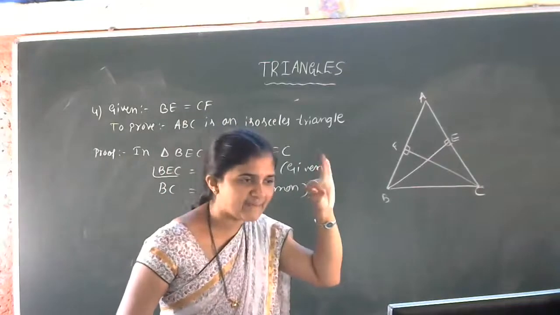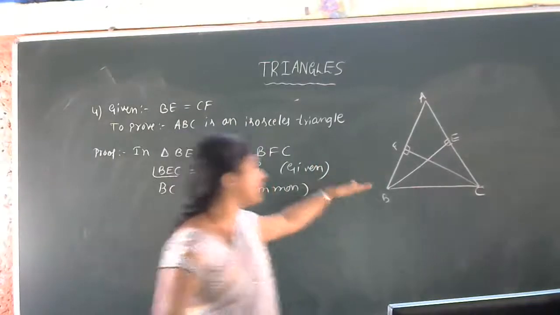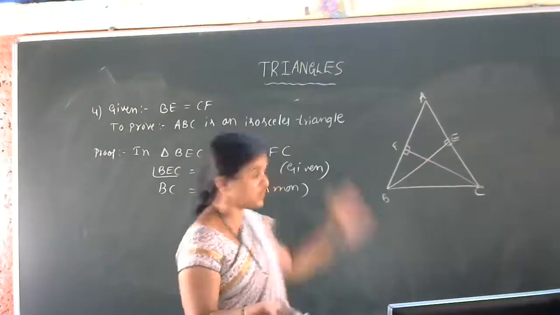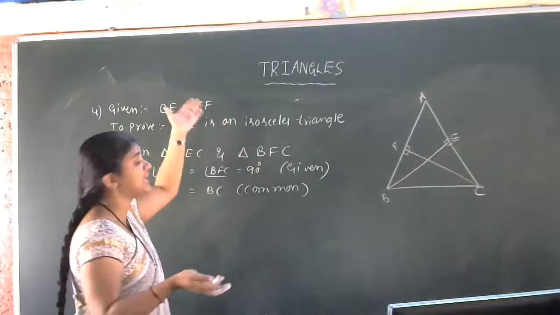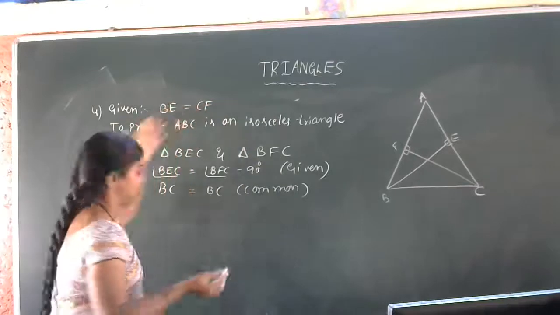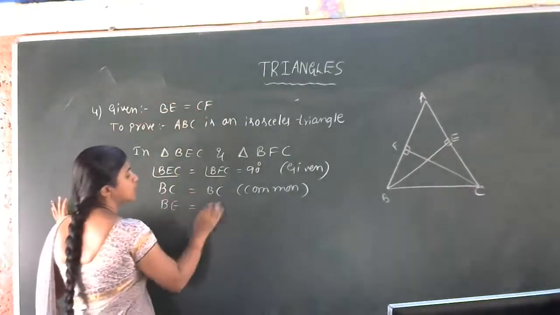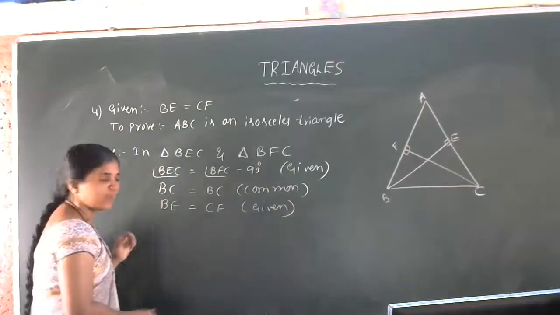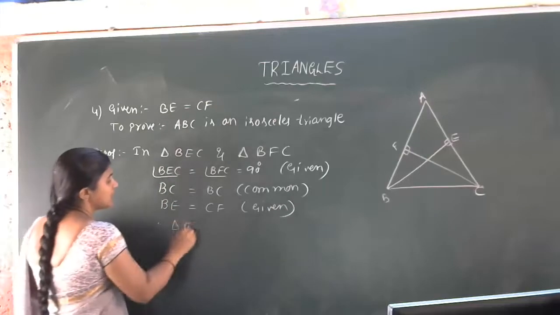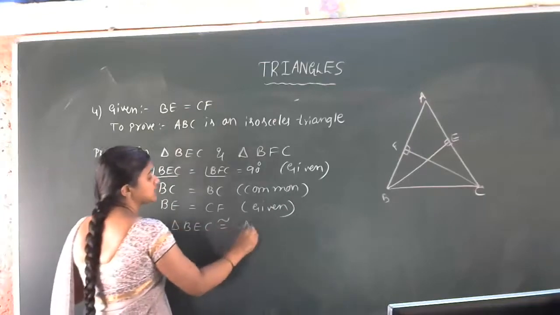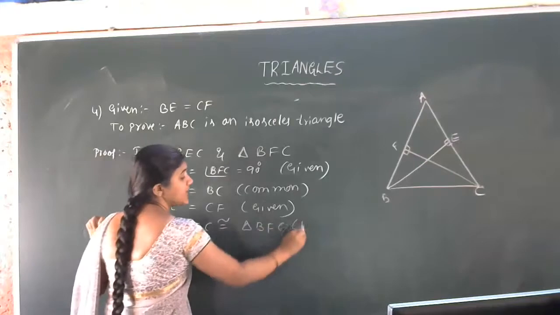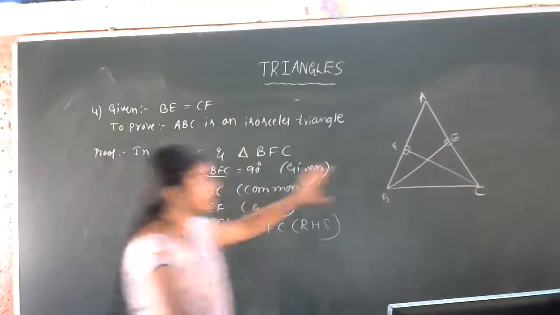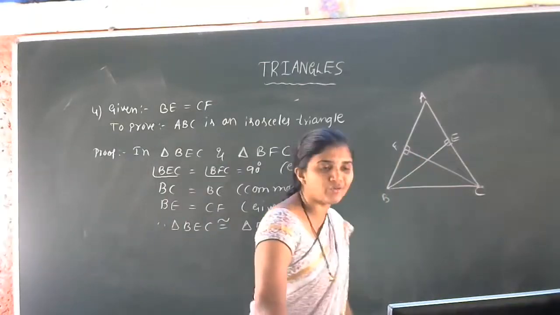Another one side. BE is equal to CF. It is given that BE and CF are the altitudes, equal altitudes. So BE is equal to CF, given. Therefore triangle BEC is congruent to triangle BFC according to the RHS congruency rule. Now these two triangles are said to be congruent to each other.